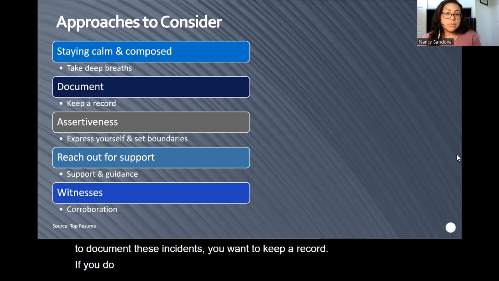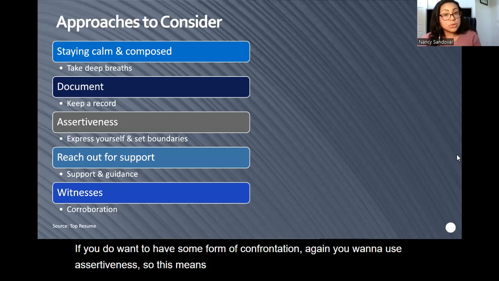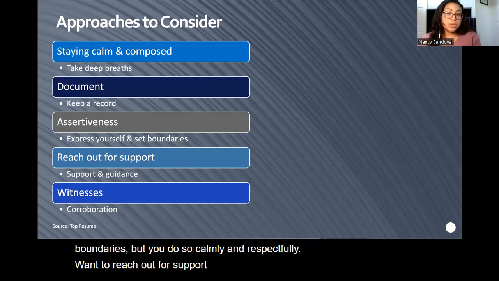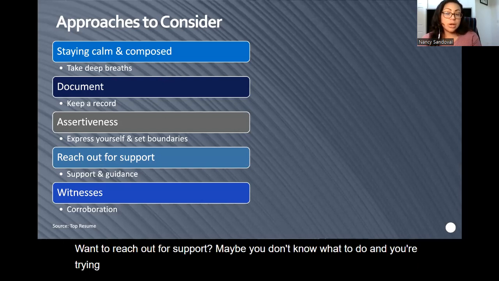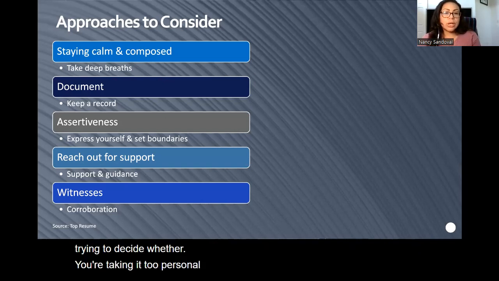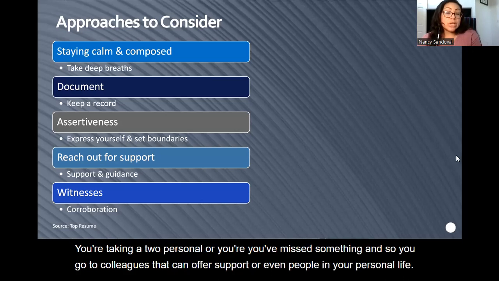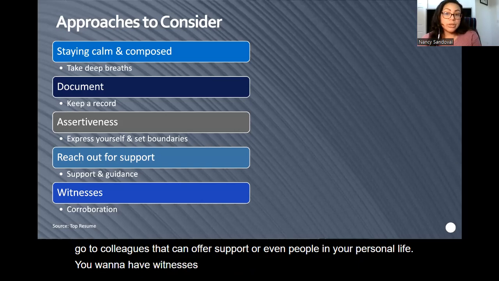If you do want to have some form of confrontation, again, you want to use assertiveness. So this means that you are able to express yourself and set boundaries, but you do so calmly and respectfully. You want to reach out for support. Maybe you don't know what to do and you're trying to decide whether you're taking it too personal or you've missed something, and so you go to colleagues that can offer support or even people in your personal life. You want to have witnesses that can corroborate your story.